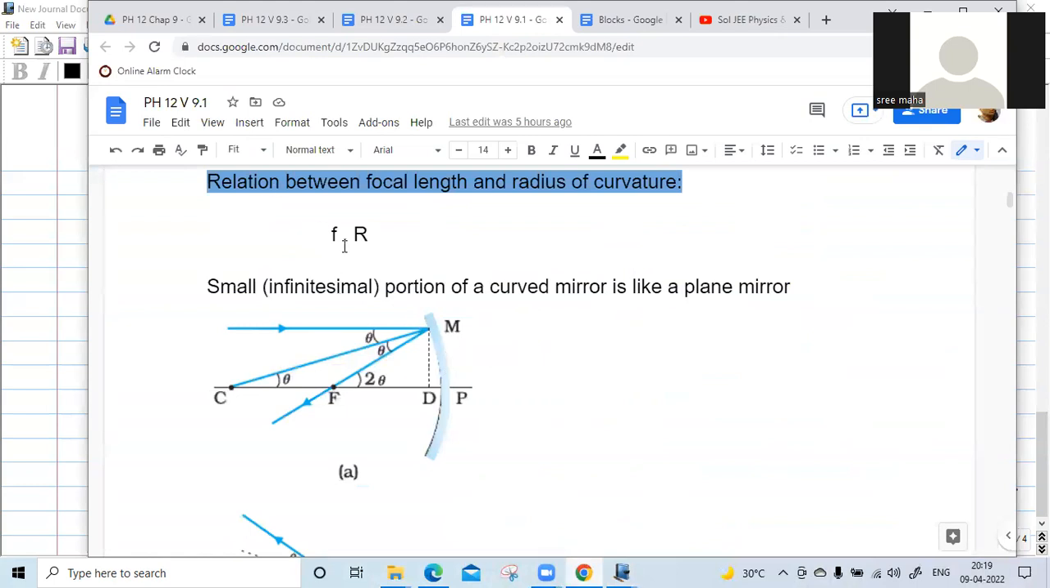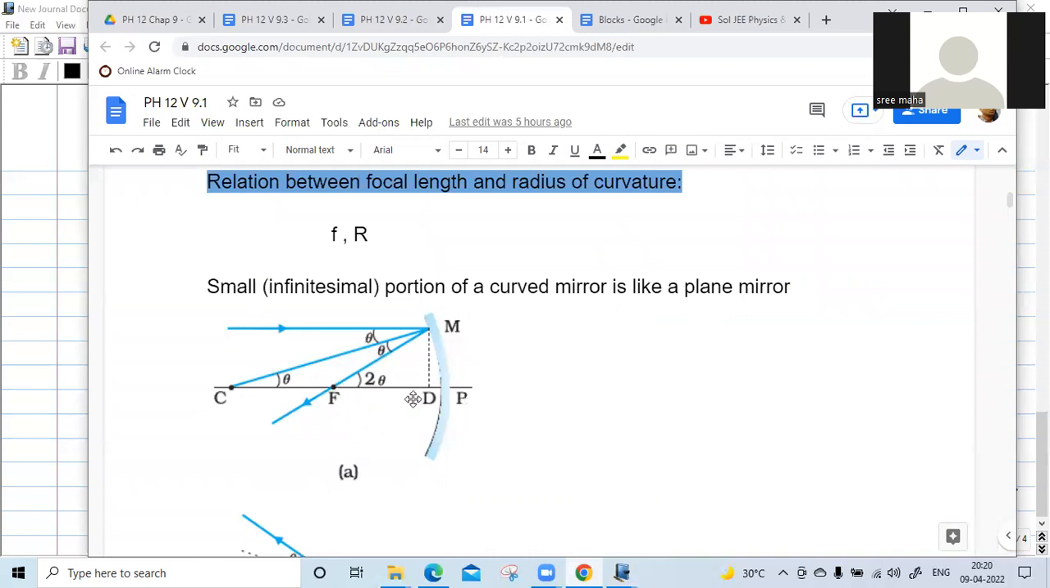So definitely there will be a relation between F and R. If R is small, the focal length will also be small. What is the relation? How are F and R related? F equal to 2 by R. No, sorry, 1 by F equal to 2 by R. No, F and R have the same dimensions, right? So F and R should be the same dimension. So if you put R by 2. That's what I told you, sir. 1 by F equal to 2 by R. Okay, but if you put F equal to R by 2, that's a better way to understand.